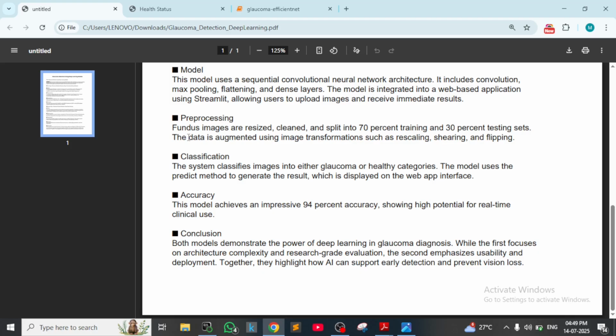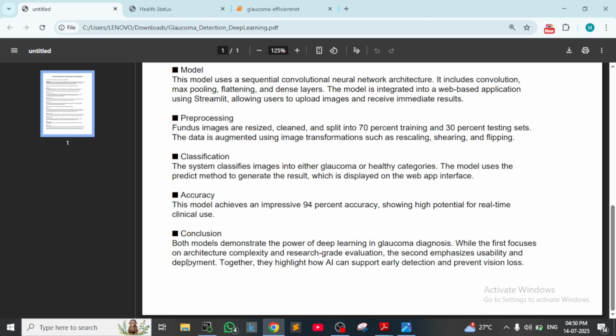Preprocessing for this second research paper: fundus images are resized, cleaned, and split into 70% for training and 30% for testing sets. The dataset is augmented using image transformations such as rescaling, shearing, and flipping. The system classifies images into either glaucoma or healthy categories. The model uses the predict method to generate the result, which is displayed on the web app interface. It achieves an impressive 94% accuracy, showing high potential for real-time clinical use.